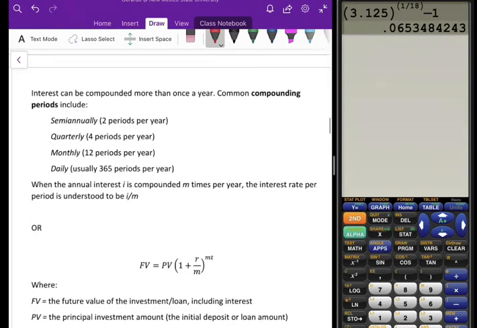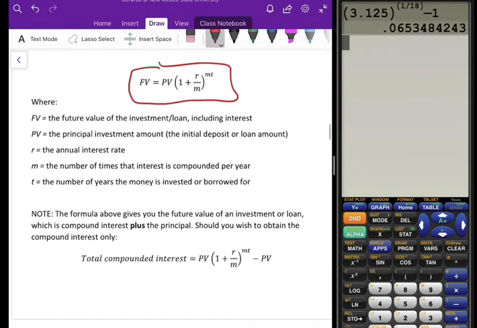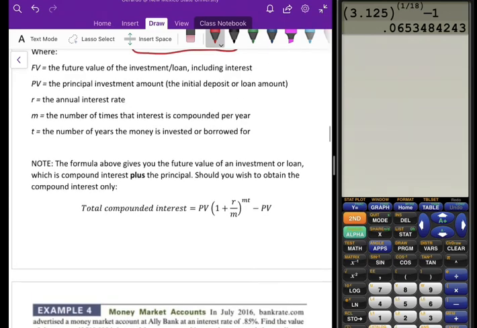So interest can be compounded more than once a year. Semi-annually means 2 periods, so M is equal to 2. Quarterly means M is equal to 4. Monthly means M is equal to 12. Daily means M is equal to 365, and so on. Within that, we can still have, let's say, 9 months. We still have to consider 12 and so on. And I already introduced the real formula. So let's continue.